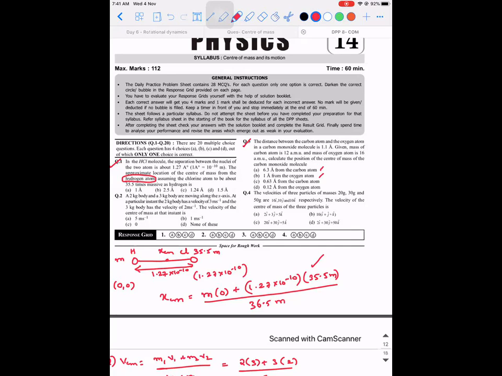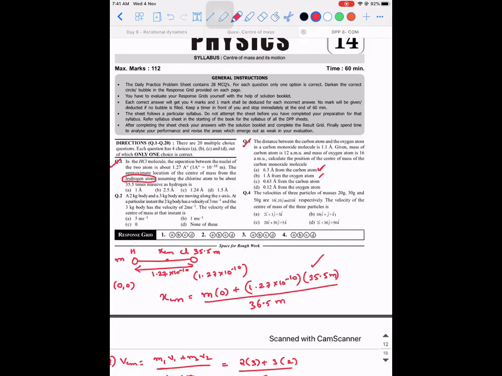So it's not easy for us to find out from the options itself. I thought we could find it from the options, but it's not working. So what do you need to do? When they ask from the carbon atom, what are we supposed to do? We have to take carbon as the reference point and then solve it.